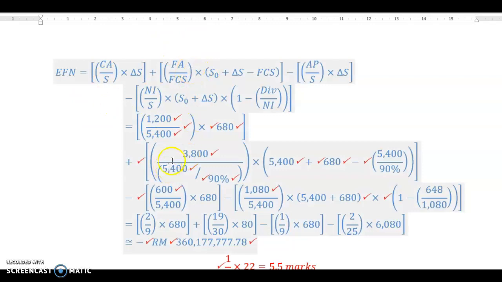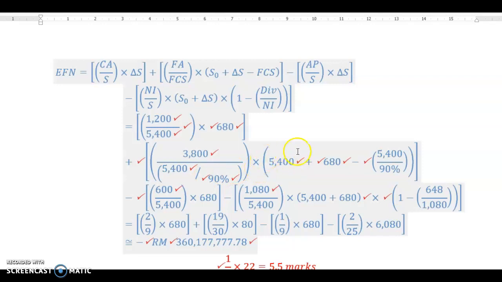Second component, fixed assets is 3,800 million divided by full capacity sales. How do you determine the full capacity sales here? This is the current level of sales divided by the current operating capacity: 5,400 divided by 90%. Therefore the full capacity sales is actually 6,000 ringgit Malaysia million, 6,000 million ringgits.